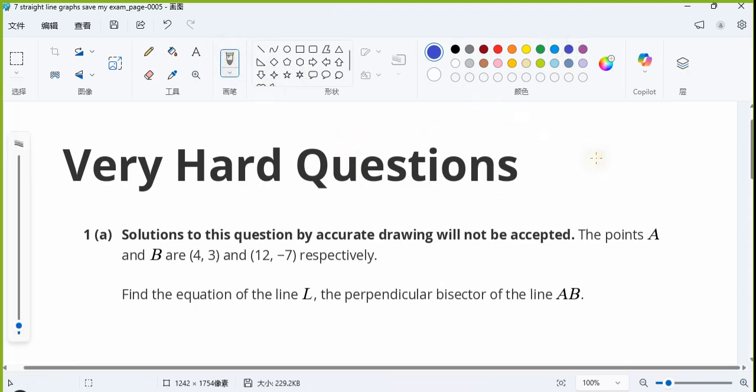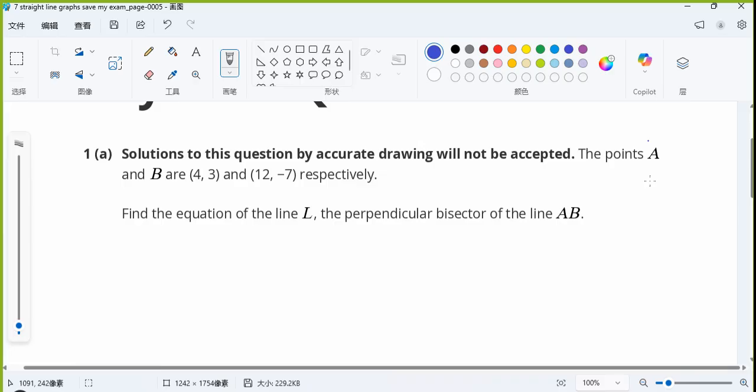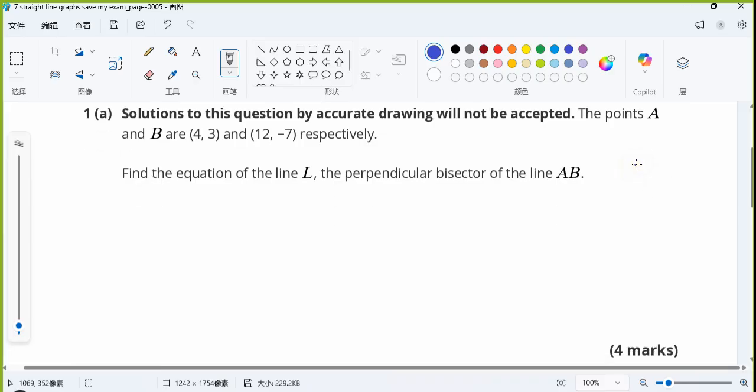Solution to this question by accurate drawing will not be accepted. Points A and B have coordinates (4, 3) and (12, -7). Find the equation of line L, the perpendicular bisector of AB. So for the perpendicular bisector, we have A and B here. It will pass through the midpoint, bisect, and then we have gradient 1 and gradient 2. Gradient 1 times gradient 2 equals -1.